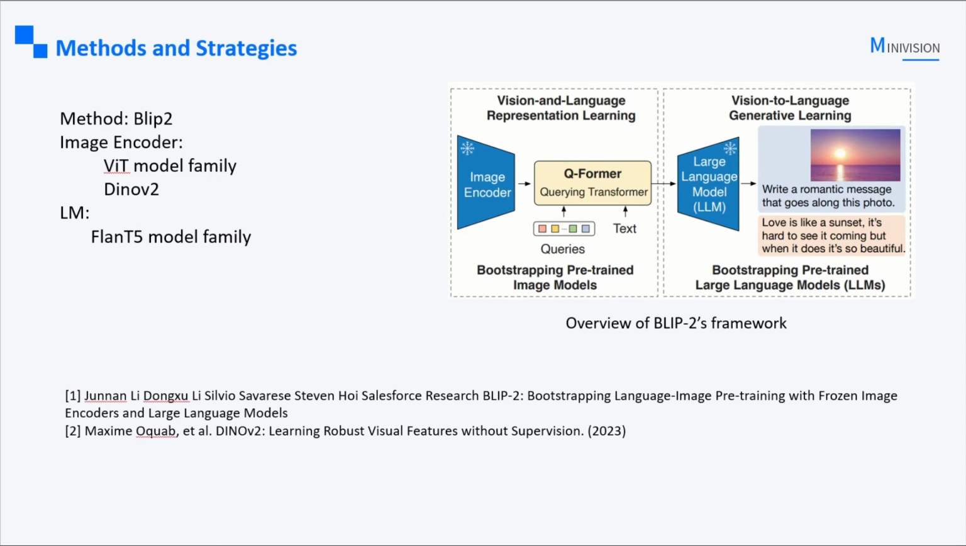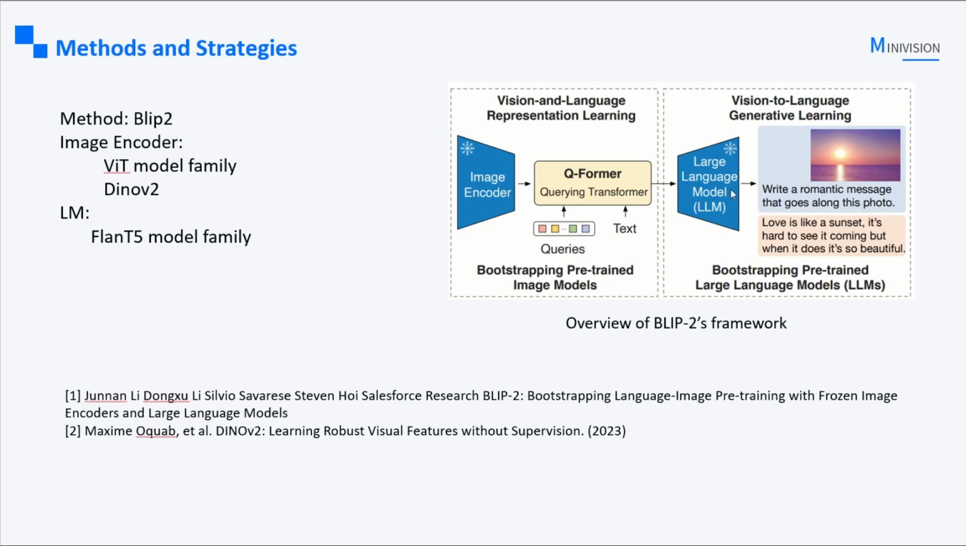BLIP-2 is a model composed of three main components. They are an image encoder, a Q-Former, and a large language model. The image encoder is a pre-trained image model that extracts features from images, and the large language model is responsible for generating text. The Q-Former is a lightweight transformer encoder that is pre-trained in two stages. In the first stage, the Q-Former learns vision-language representation from a frozen image encoder. In the second stage, the Q-Former learns vision-to-language generation from a frozen large language model.